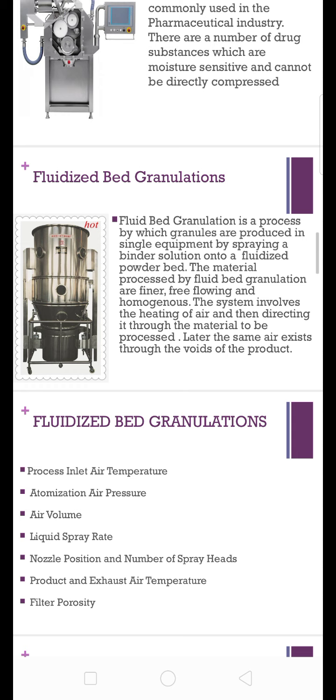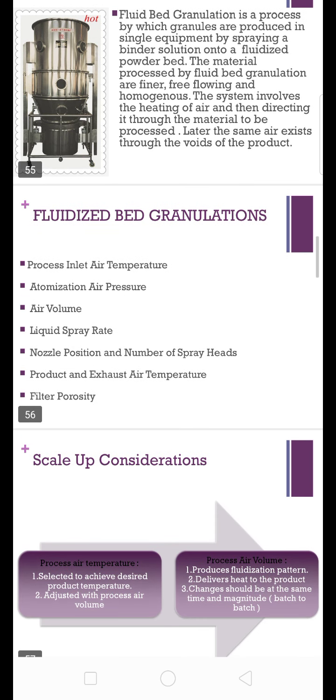Okay, the system involves the heating of air and then passing it directly through the material to be processed. Let the same air exit through the voids of the product. Now, in case of a fluidized bed granulator, the key parameters we have to consider start with inlet temperature, at which your air enters the material. It is very important, otherwise it may lead to degradation due to temperature, and sometimes it may lead to degradation due to high moisture of the air.